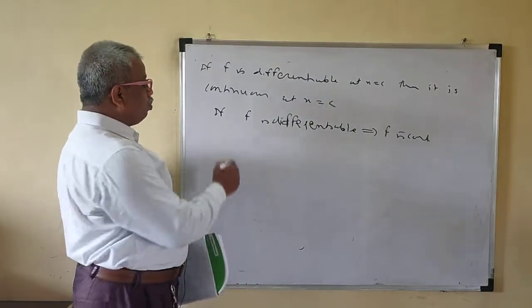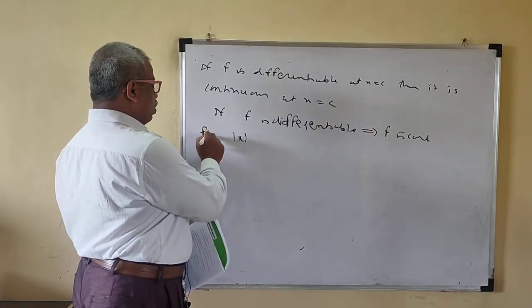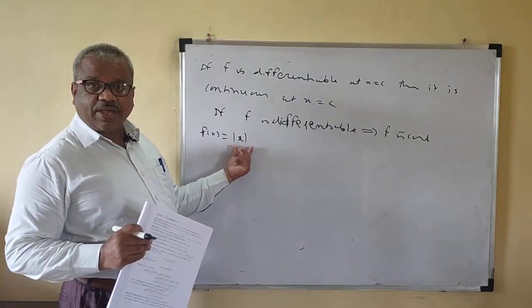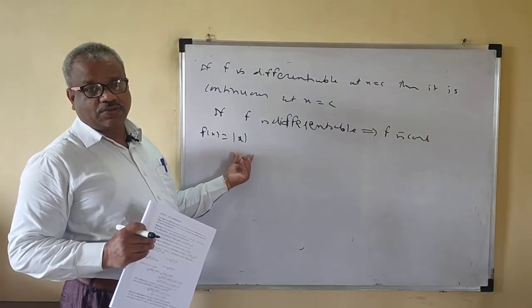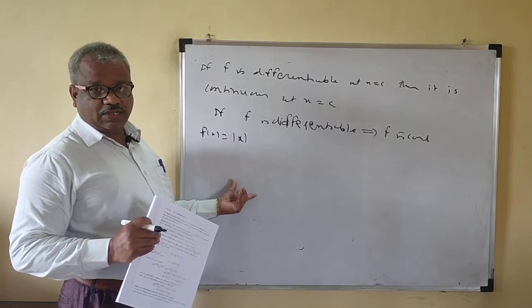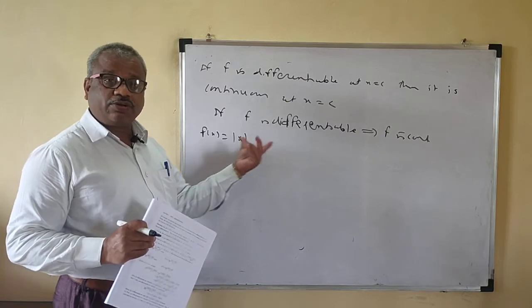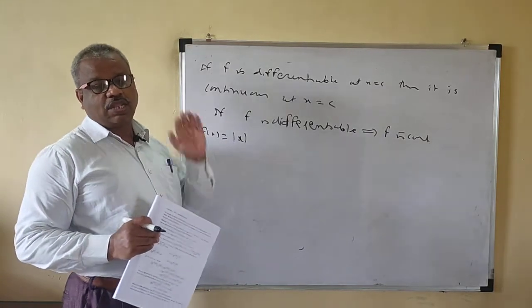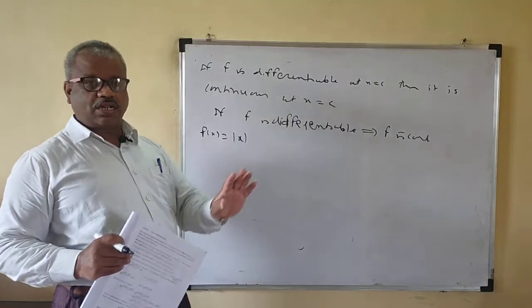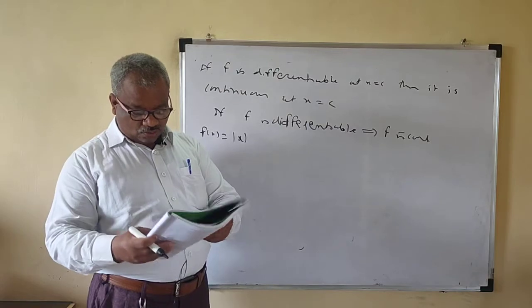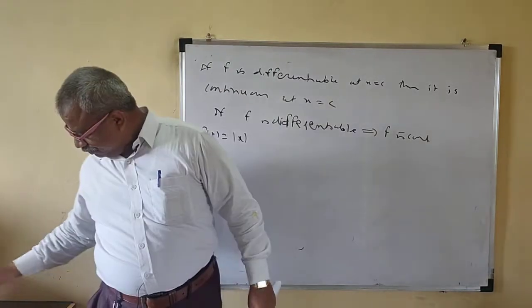You know the standard example is there. This is mod x. Mod x is the standard example. It is continuous everywhere, but it is not differentiable at x is equal to 0. That means it is continuous at x is equal to 0, but not differentiable at x is equal to 0. So continuity does not imply differentiability, but differentiability implies continuity. Every differentiable function is continuous, but a continuous function need not be differentiable. You should note this also.